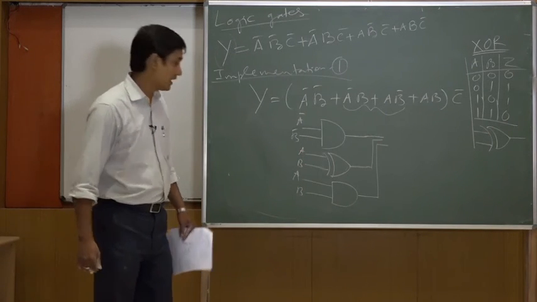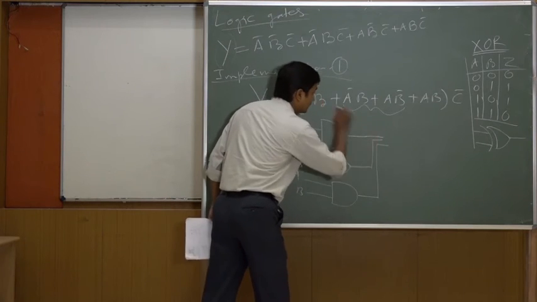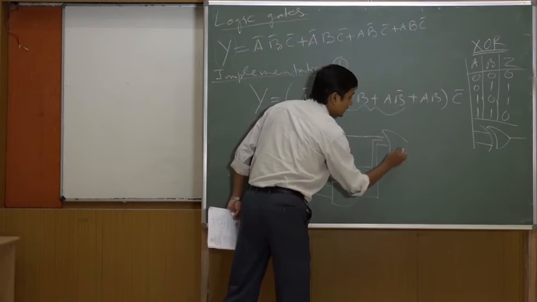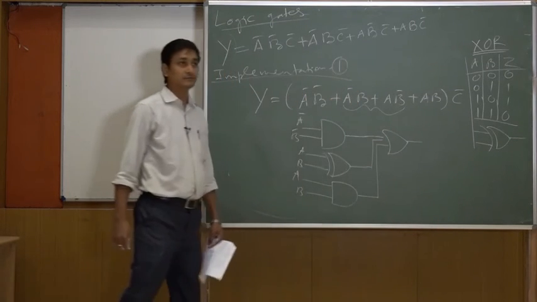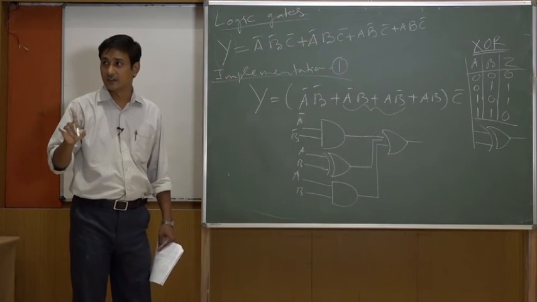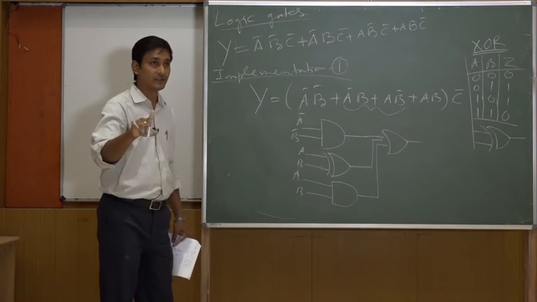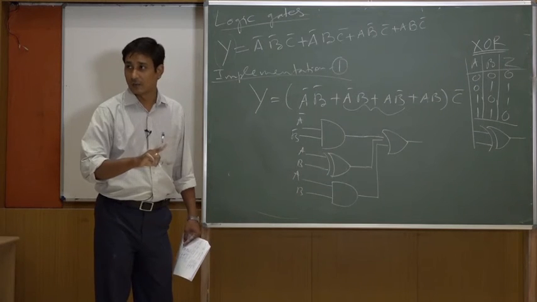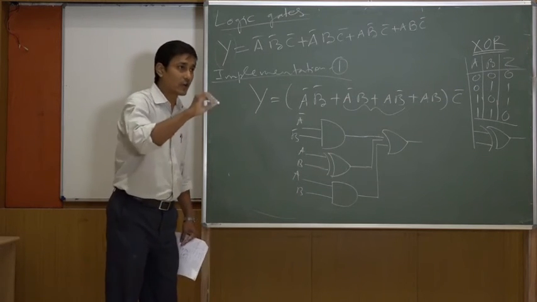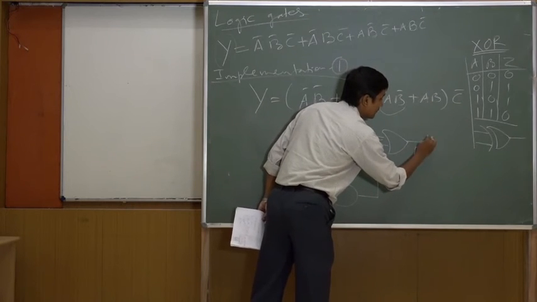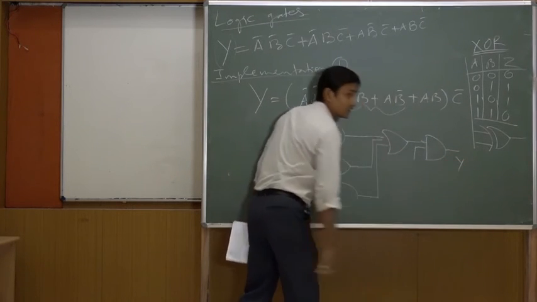Okay. Now, these are found as 3 quantities which should be ORed. One quantity is still there, which is C bar. So, you can easily use one NOT gate. For the C terminal, you put one NOT gate and finally ANDing to get the Y.